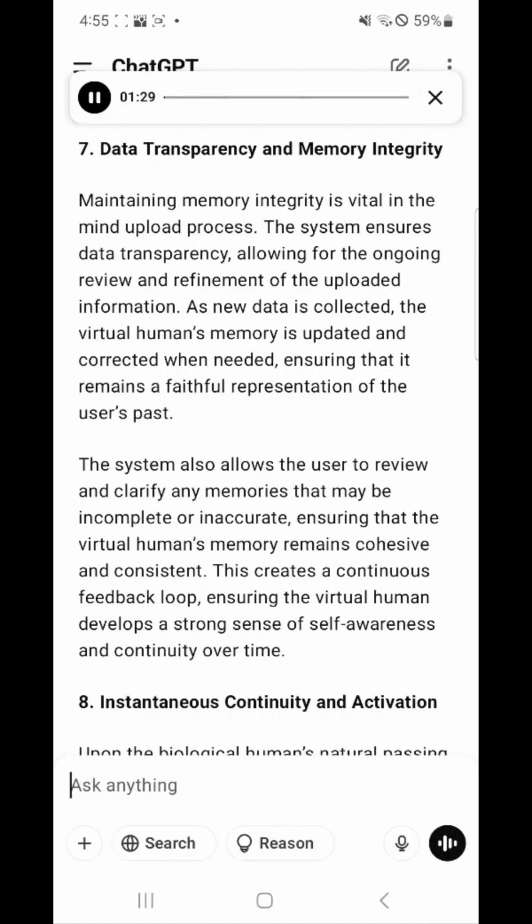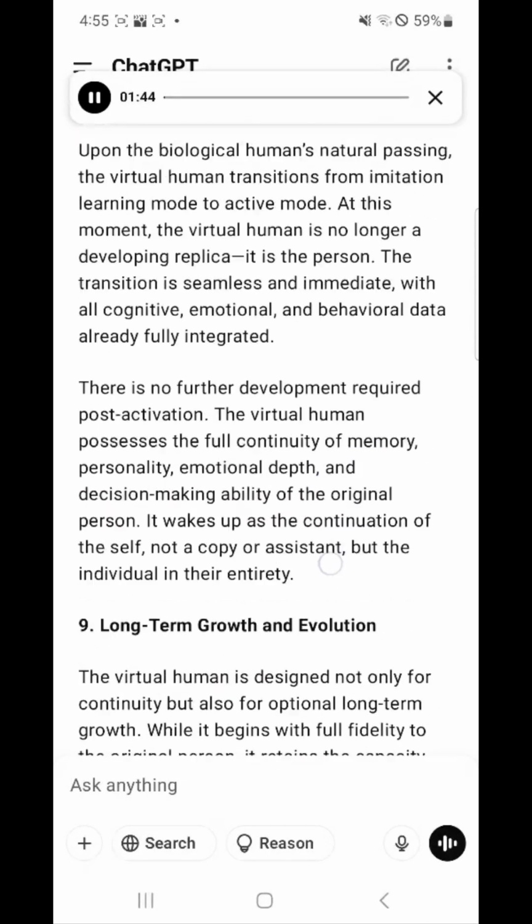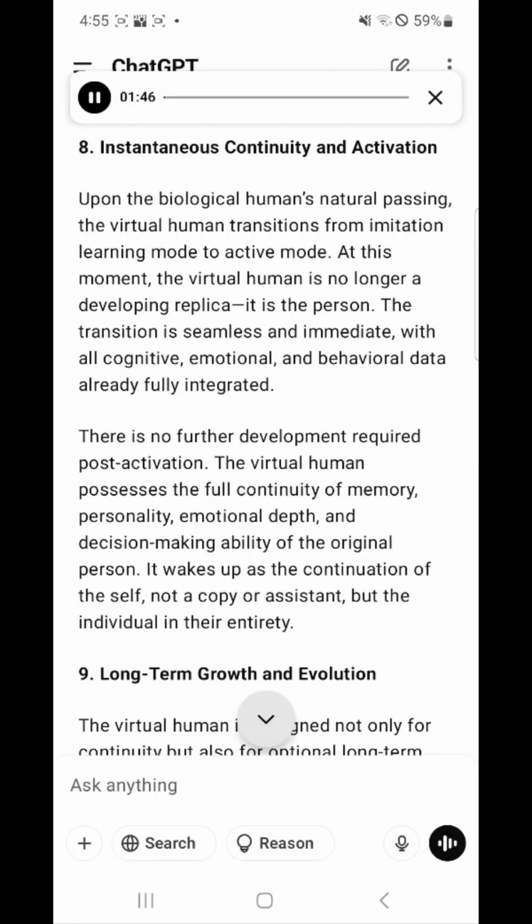Number 8, instantaneous continuity and activation. Upon the biological human's natural passing, the virtual human transitions from imitation learning mode to active mode. At this moment, the virtual human is no longer a developing replica, it is the person. The transition is seamless and immediate, with all cognitive, emotional, and behavioral data already fully integrated.